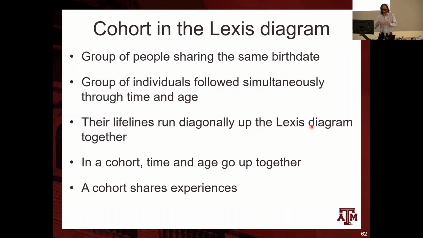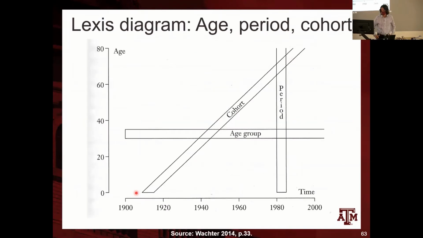For each calendar year, we have one more year of age for each individual. The idea is that a cohort shares the same experience. That's why it's good to understand the experience of these people all together. And this is just another way to show the Lexis diagram using those terms that I told you before.